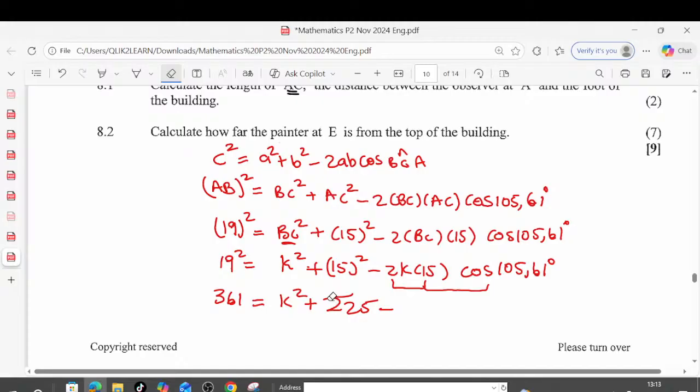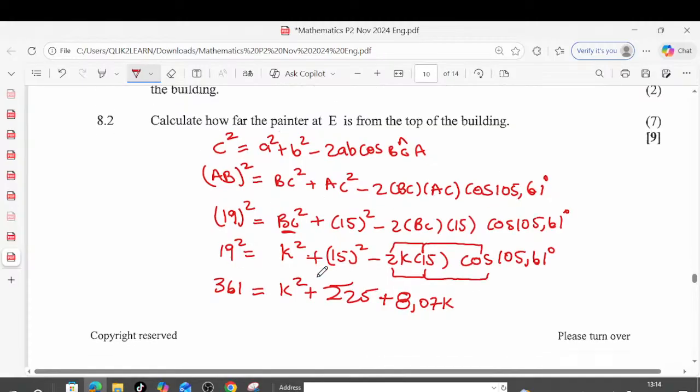This is so wrong. We're going to take the negative 2. So if we take the negative 2, we multiply that with the 15. This will give us positive 8.07, because we are saying this times that. Then we still have the K there, and that's it. Now we can focus on making everything equal to 0.